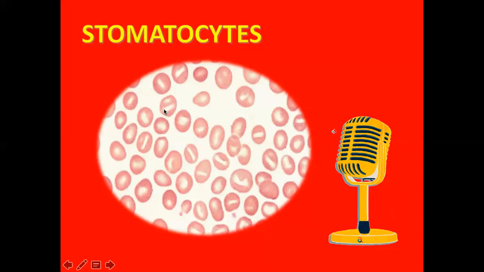But in stomatocytes, what is abnormal? It's not the cell that looks like a mouth, but the central pallor giving a slit or mouth shape in appearance. As you can see here, it looks like a slit, making the cell look like a mouth cell. So those are stomatocytes. And they also look like a cap shape. If you see that in the choices for theoretical examinations, they also look like a cap shape.